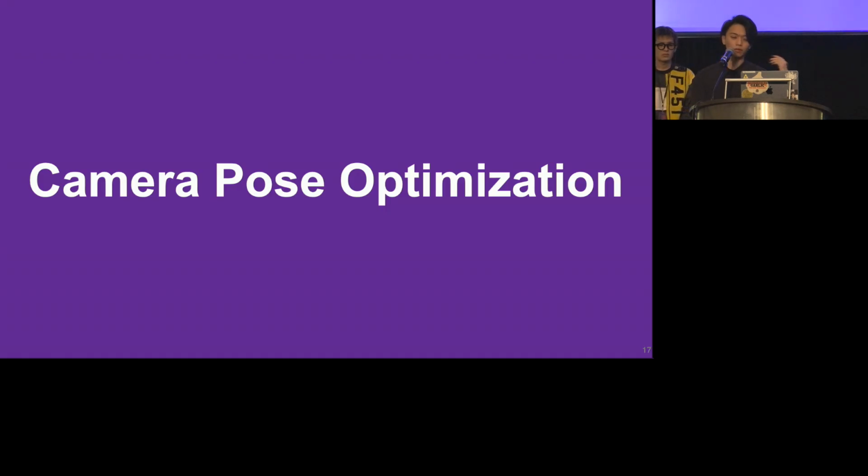Okay, now I want to talk about how we optimize the camera pose for our device. For accurate physics-based estimation, a geometric model of the device is essential. So we employ an optimization method that minimizes error to calibrate the camera pose.